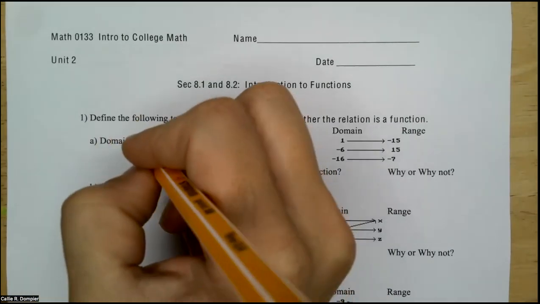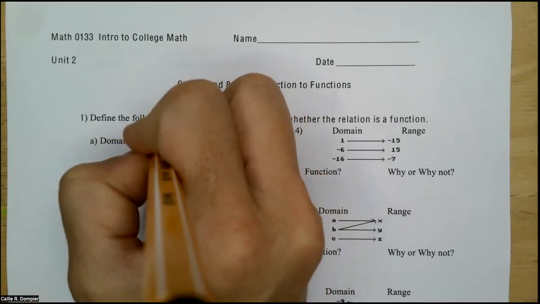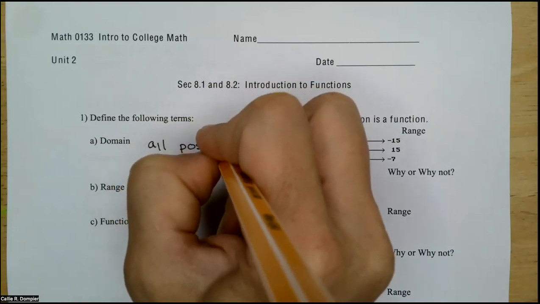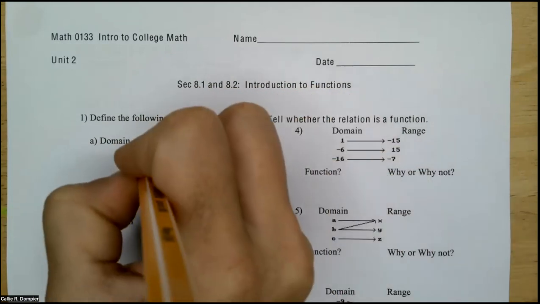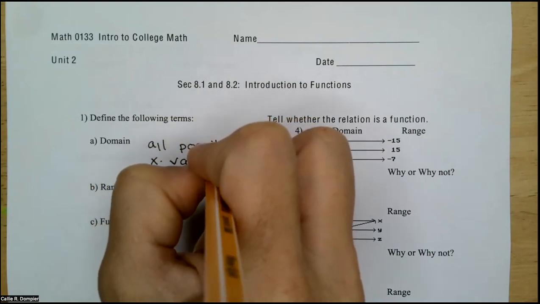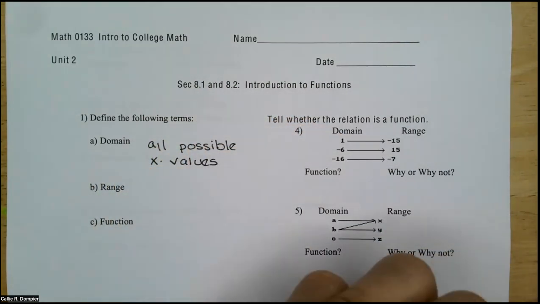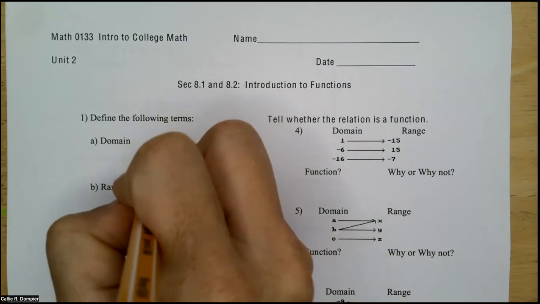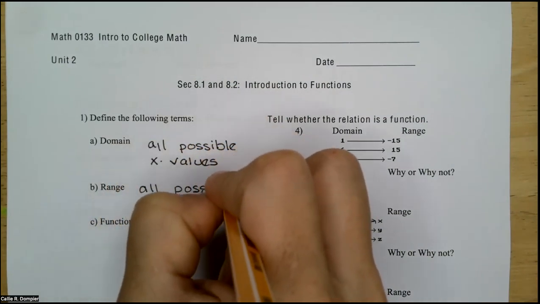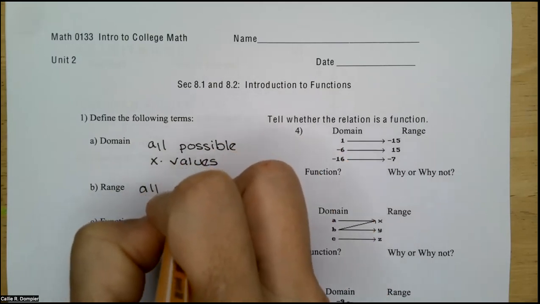The domain of a function is all, very hard for me to write and talk at the same time, all possible x values of a function. The range is all possible y values.